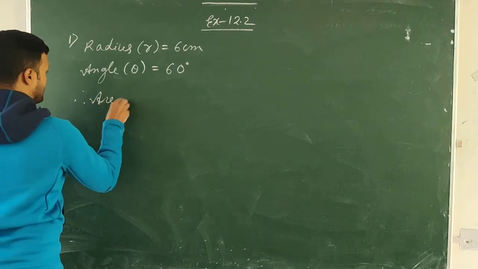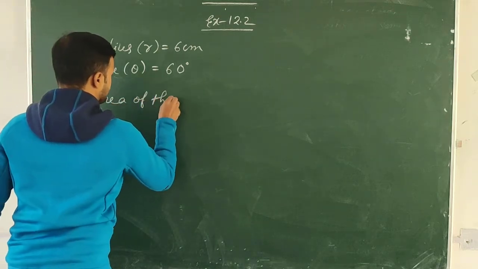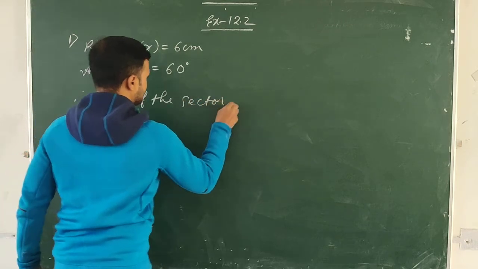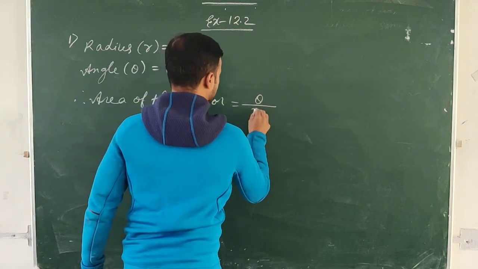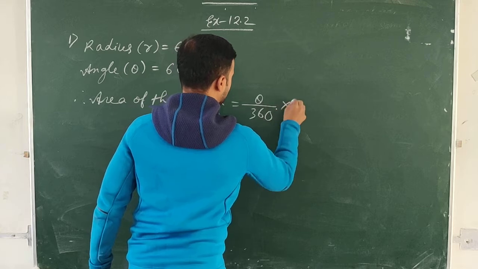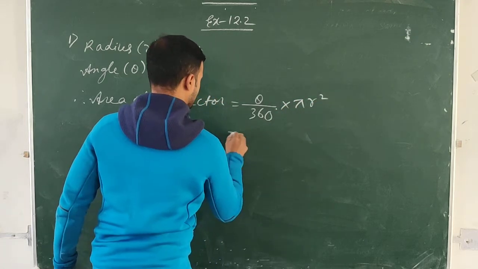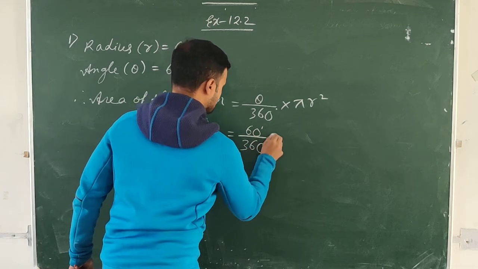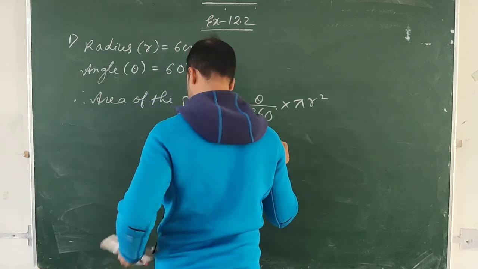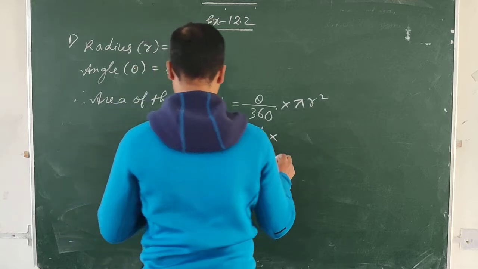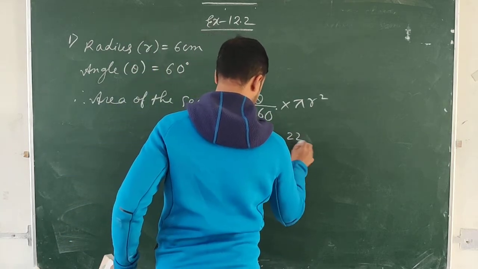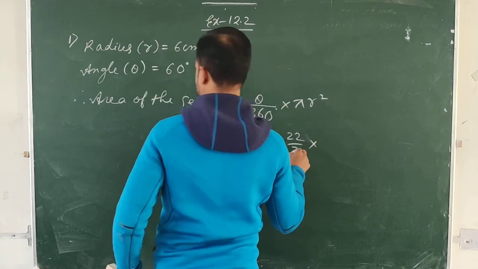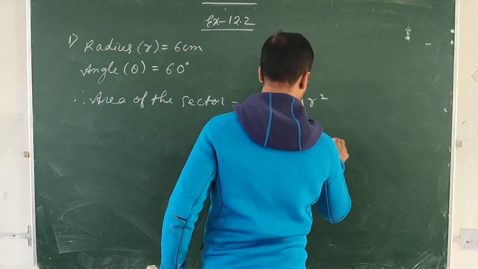Therefore, area of the sector, very simple formula, is equal to theta by 360 into pi r square. So theta is 60 degree. Pi means the value of pi, 22/7, and radius is 6.